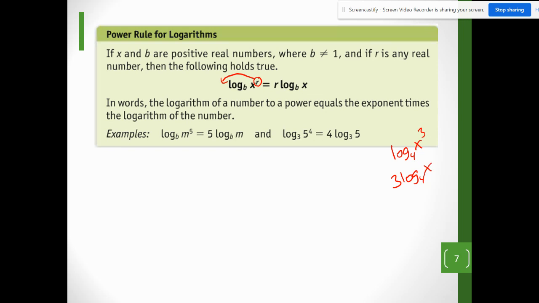Now, what this rule is telling us is if we have an exponent, just bring it to the front. The exponent becomes a whole number at the front. For example, log base b of m to the 5. My 5 is going to become a number at the front. So 5 logarithm base b of m. Looking at this other example, my 4, my exponent, is going to become a coefficient. It's going to become a whole number at the front. So that becomes 4 log base 3 of 5.